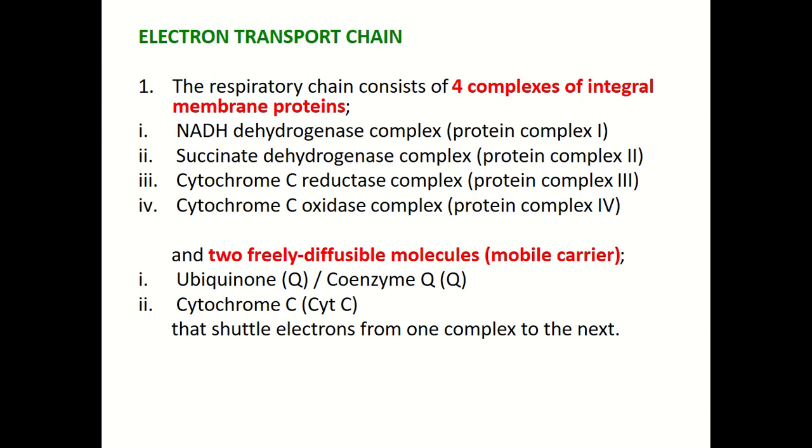This respiratory chain also consists of two mobile carriers, or two freely diffusible molecules, known as ubiquinone or coenzyme Q, and also cytochrome C, in which these two mobile carriers function in shuttling the electrons from one complex to another complex.